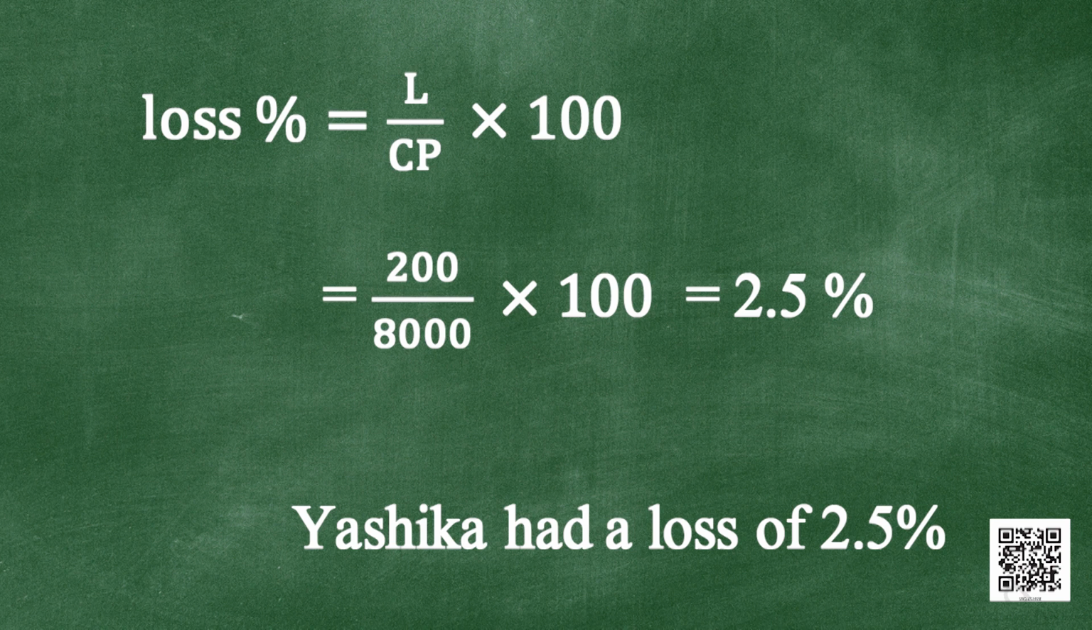with 100, that is equal to 200 divided by 8,000 multiplied with 100. On simplification, we get this as 2.5%. Students, therefore, Yashika had a loss of 2.5%. So, now let us try to take up another problem.